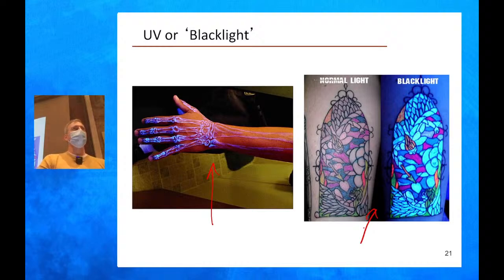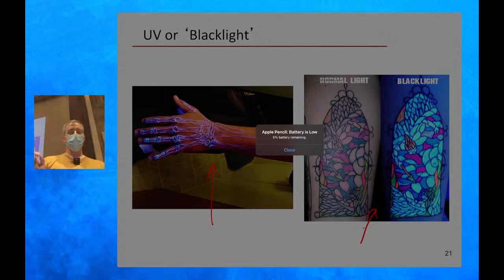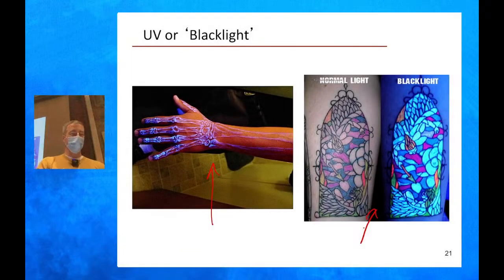I showed this one year in this class, and somebody came up to me after class. They had worked the summer in a tattoo place, and they asked me to pass on this message to you: don't get a UV tattoo. The reason is they're cool and they look great, but after a few years they start to go yellow. So you get this kind of gross yellow looking thing. The UV inks, I just think they're not that great yet.